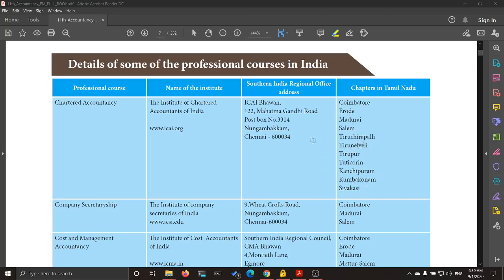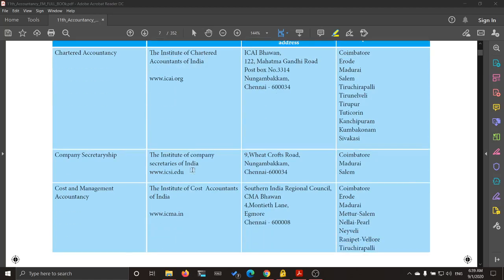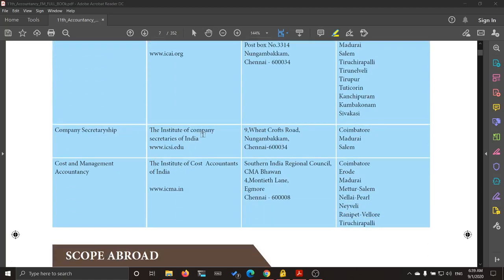So all these are the chapters of this Institute of Chartered Accountants. Okay, next, company secretaryship, full form the Institute of Company Secretaries of India. Now once again you log into this www.icsi.edu, then you get a clear idea. Most theory oriented and law oriented papers are there in this. இதோட ஹெட் ஆஃபீஸும் நுங்கம்பாக்கம் சென்னையில் இருக்குது, கோயம்புத்தூரில் சாப்டர் இருக்குது, மதுரை and சேலம்.